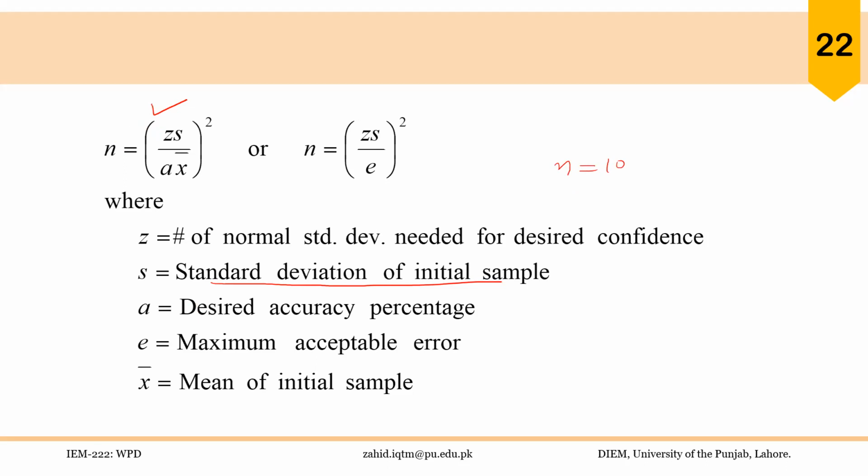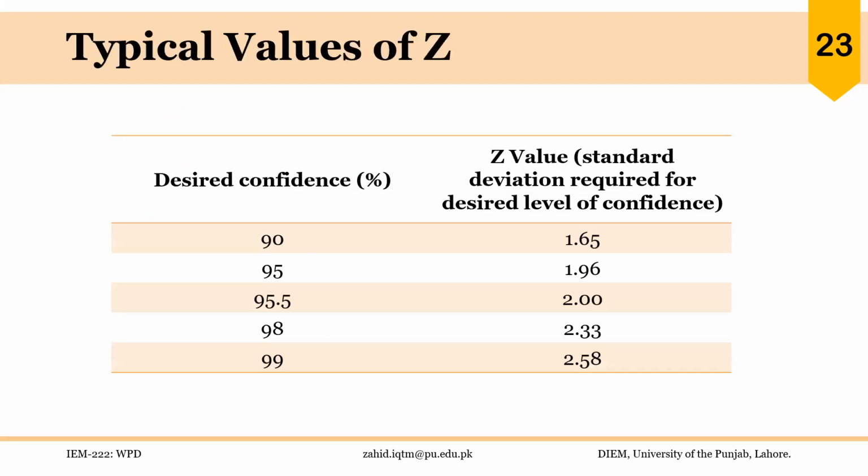E is not used in the first formula. And X bar is the mean of the initial sample. Or you could use this formula, where the numerator is the same and the denominator is different. Here the denominator is E, the maximum acceptable error in terms of time. So here A is the error as a percentage, and E is the error in terms of time. That is the basic difference.